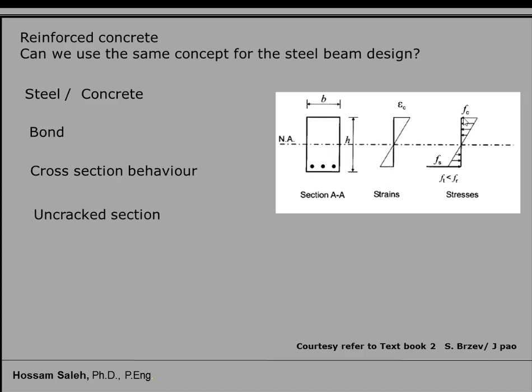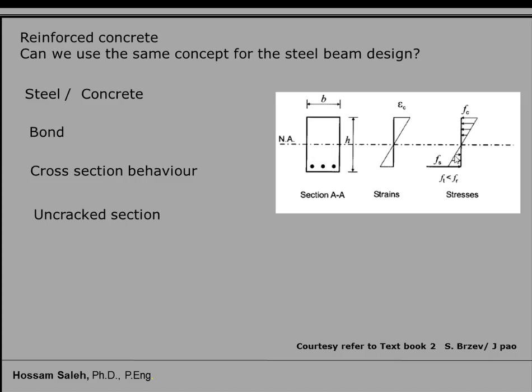Here you can have a compression force at the top, and at the neutral axis there are no stresses, and at the lower face I start to have tensile force. When we speak about uncracked sections, that means the stresses in the lower part of the beam, which will be tensile stresses, are less than the tensile strength of the concrete, so there are no cracks.